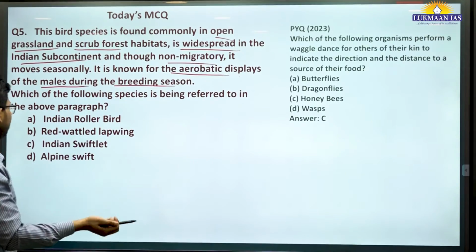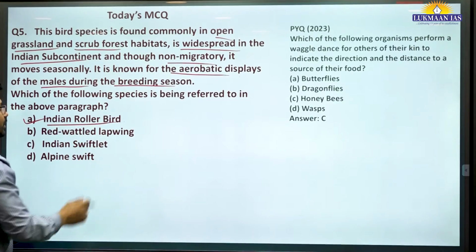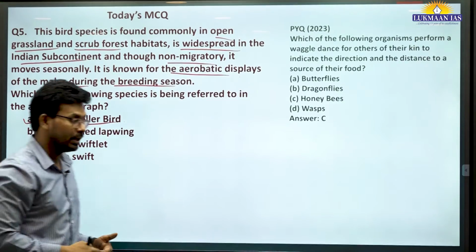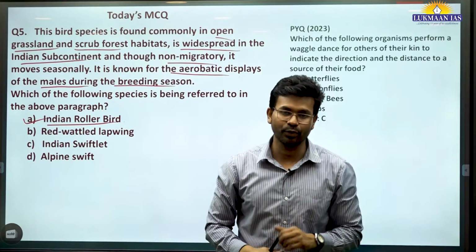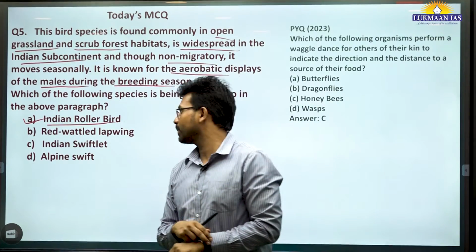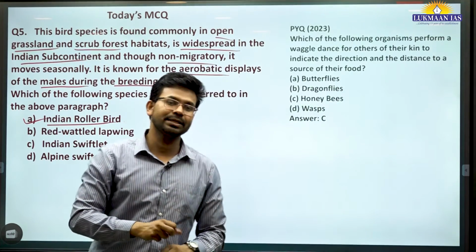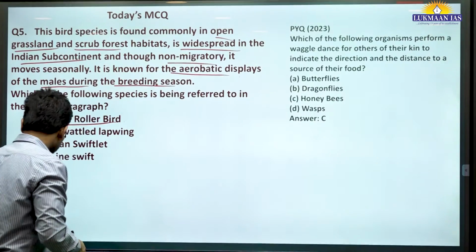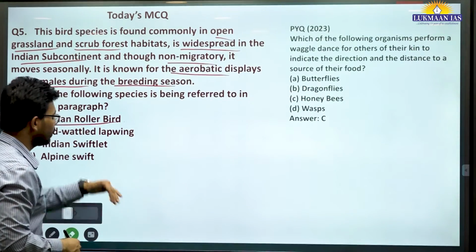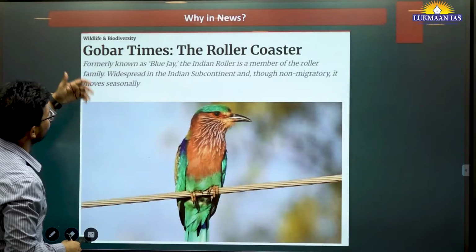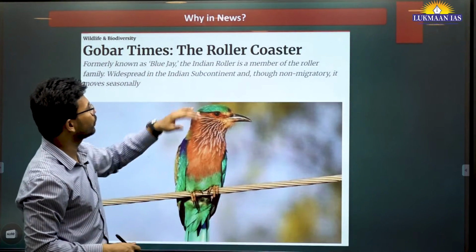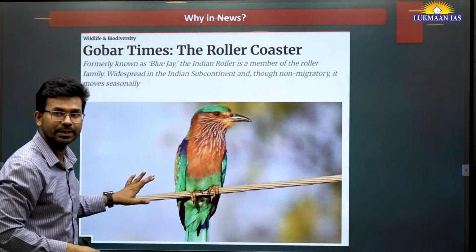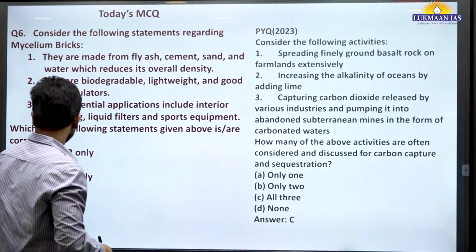This particular bird is known as the Indian roller. Basically it is found in the state of Odisha, where it is considered a kind of good omen. Anyone who sees it is considered to have good fortune. So this is the bird species that we are talking about.